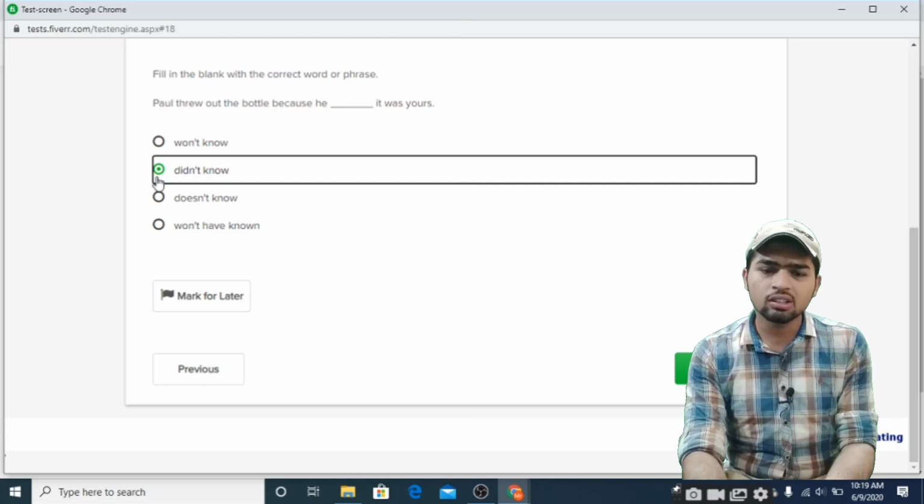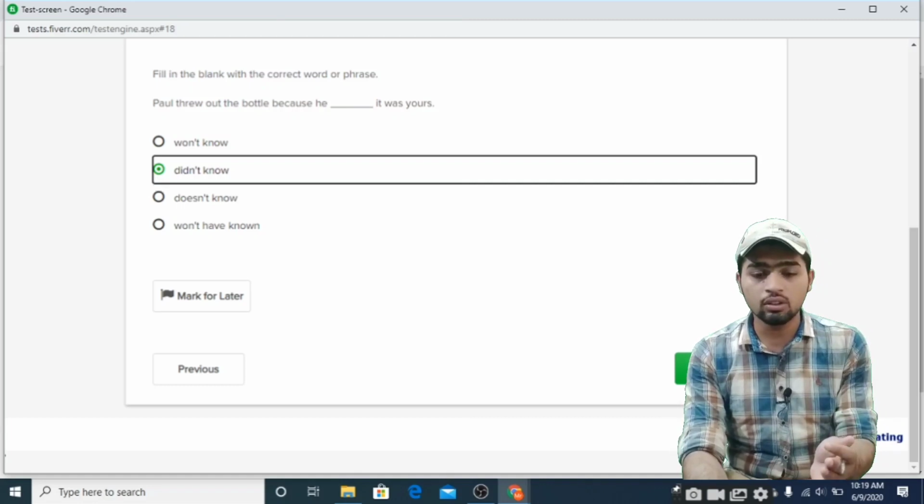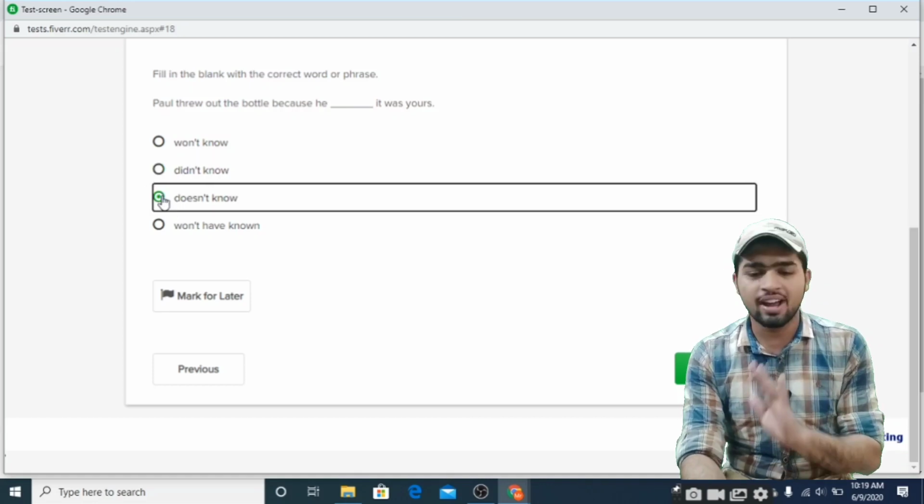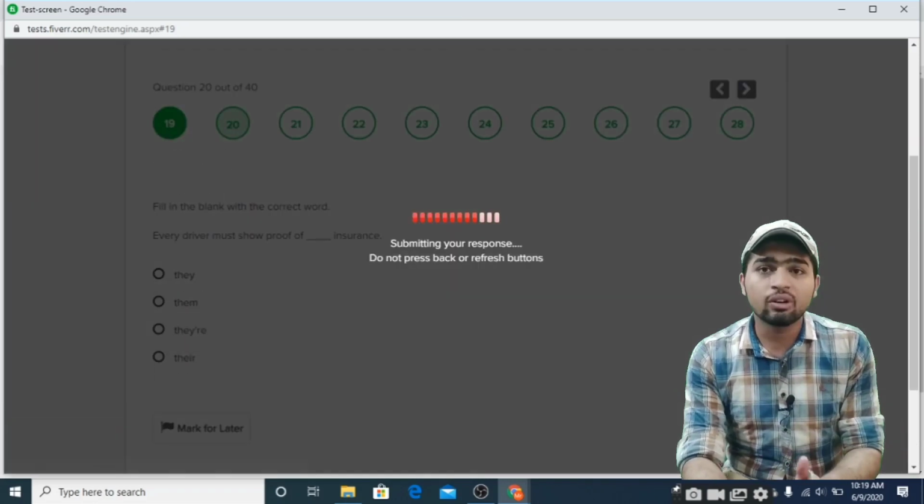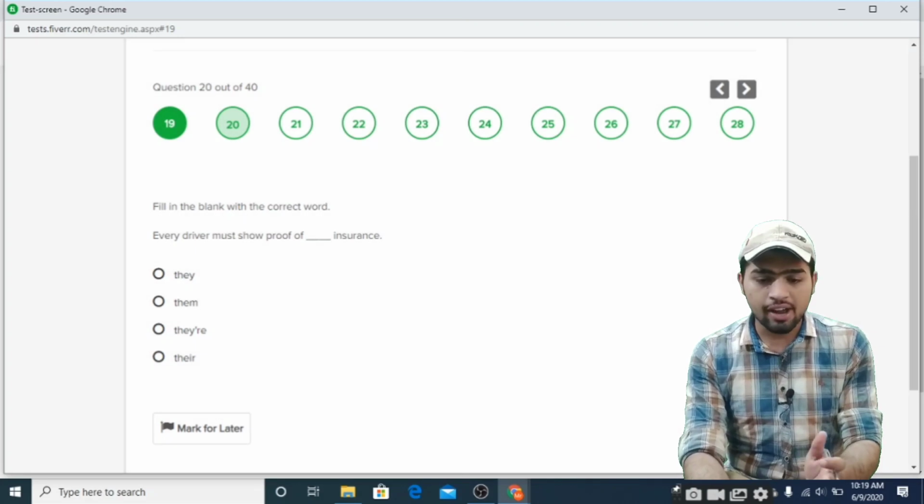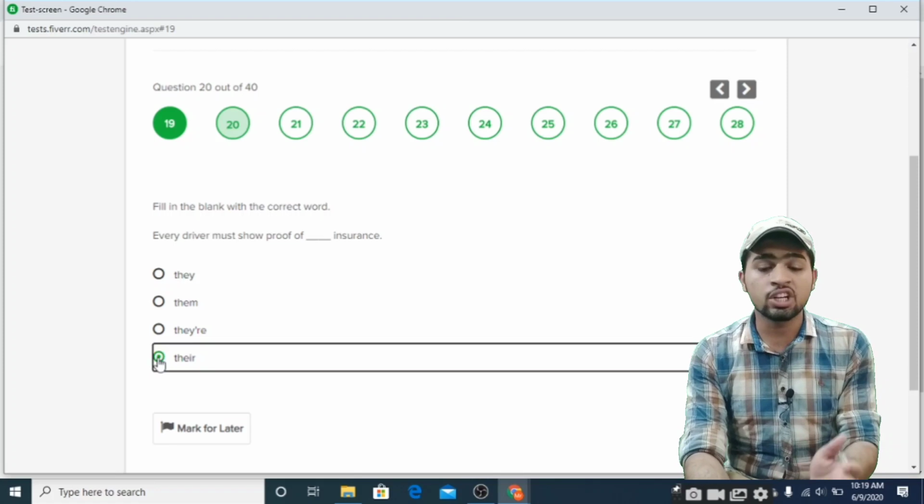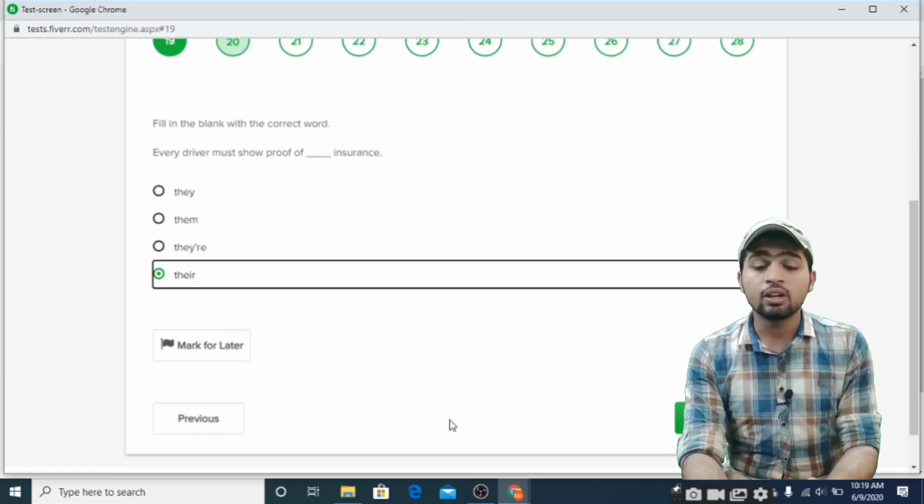Option 2 is correct. Yes, option 2 is correct. I click on option 3. Option 3 is the correct answer. I click on next. Fill in the blank with the correct word. Every driver must show proof of their insurance. Their. I click on next.